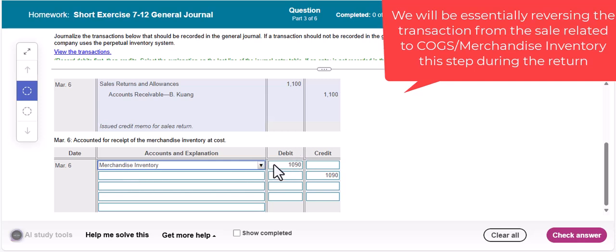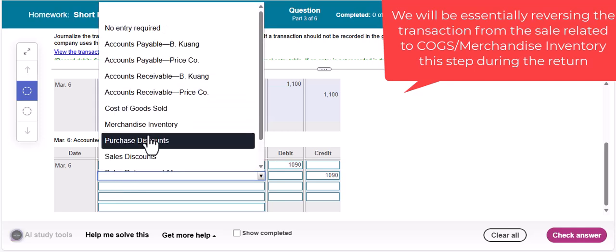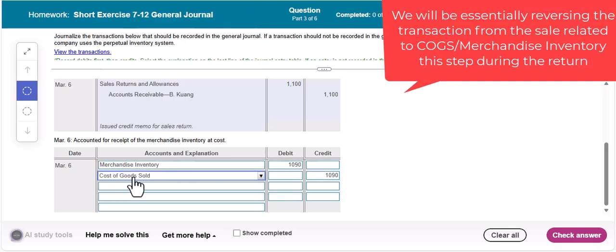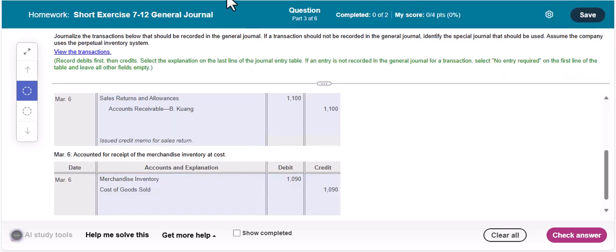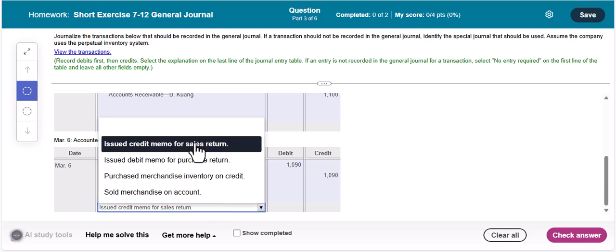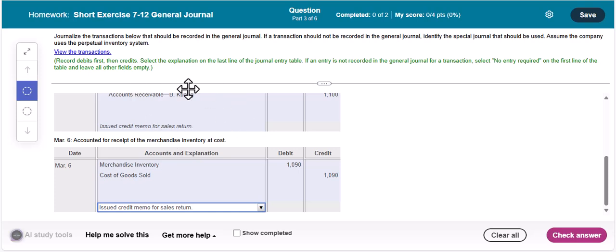So let's go ahead and start talking about our credit account. So that will be cost of goods sold, since that is no longer an expense for us, it is coming back to us. So our expense is then decreasing with a credit. So now we will need an explanation, and that will be issued credit memo for sales return. So it's part of that same transaction. It's just the cost of goods sold second piece. Let's go ahead and check our answer. Well done.